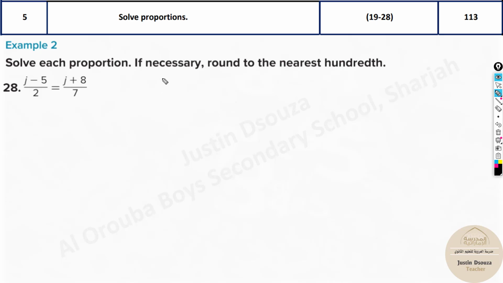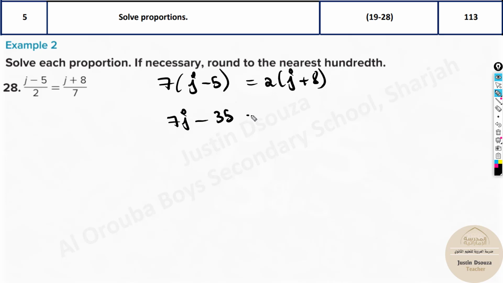Now here, take the 7 to the other side. Easily it can be done. 7j minus 5 is equal to 2 times j plus 8. Now the 7 multiplies inside: 7j minus 7 times 5 is 35, that is equal to 2j plus 8 times 2 is 16. Leave the 7j over here. Take the smaller j to the other side: minus 2j, that is equal to 35 plus 16. And 35 plus 16 would be 45, 51.